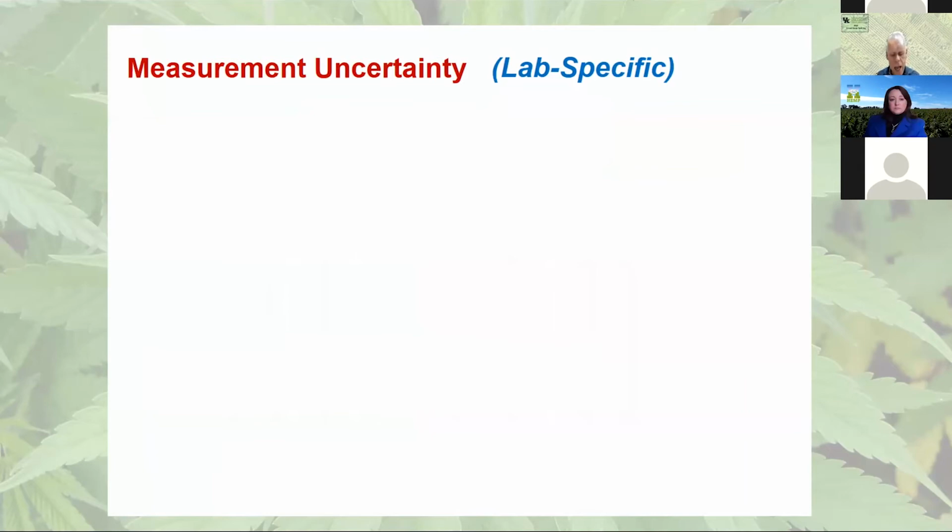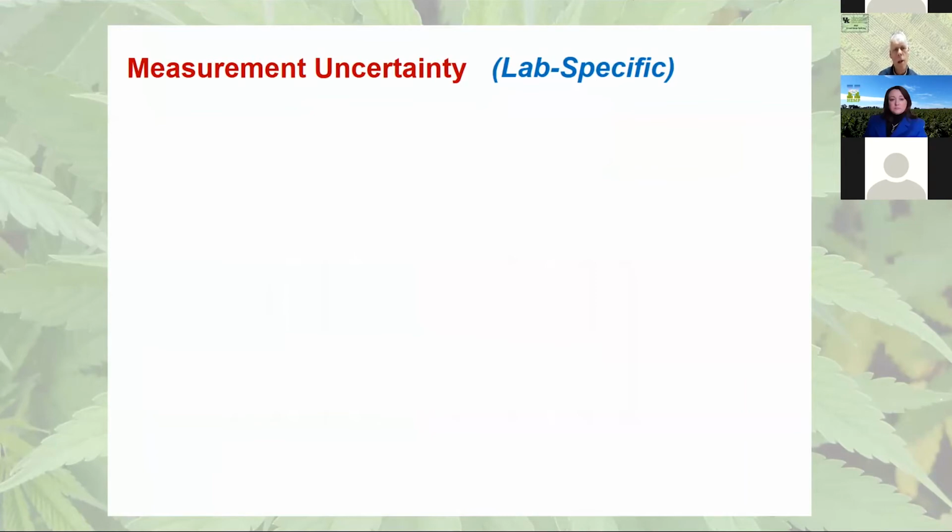Well, the USDA has taken the approach on accounting for this variability by having each lab determine their own measurement uncertainty. And this is outlined in the USDA's interim final rules, which we do not follow yet in Kentucky, but this is what's outlined in their current interim rules.